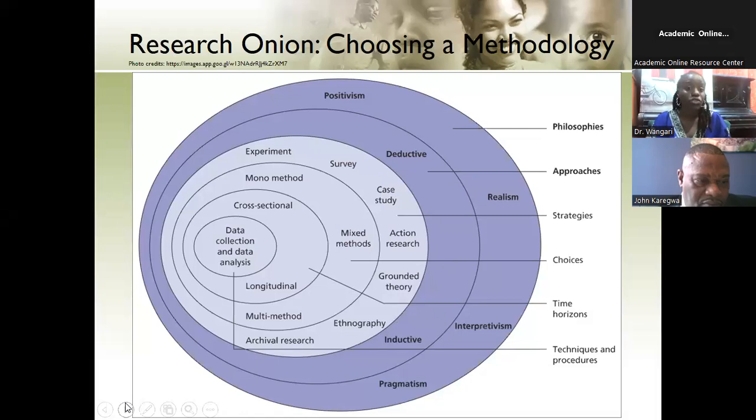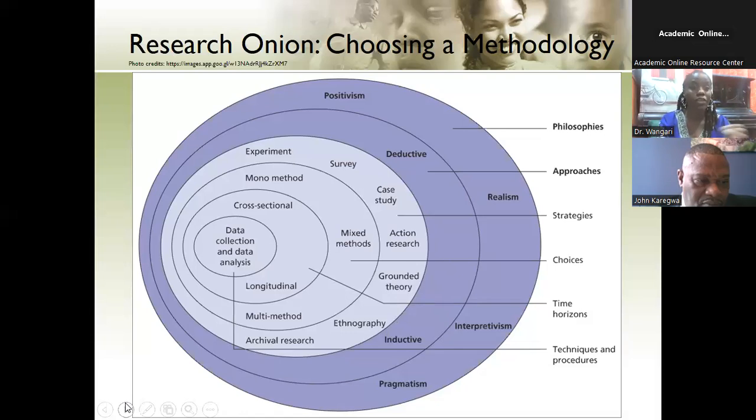Then now we can talk about strategies. And some people will call these methods. For example, case study is a method. It is used mostly in qualitative types of research. And so you'll see, as I said earlier, some of these words are synonymous, strategies, methods. And then we have choices of how to go about your research. Is it mixed methods, mono method, multi method? When we say mixed methods, we basically just mean combining qualitative and quantitative. And we're going to know the difference coming up shortly. Then obviously the time horizon. Are you talking about longitudinal study, which takes some time, or cross-sectional, which is actually a cross-section of time. And then obviously techniques and procedures, data collection, data analysis.